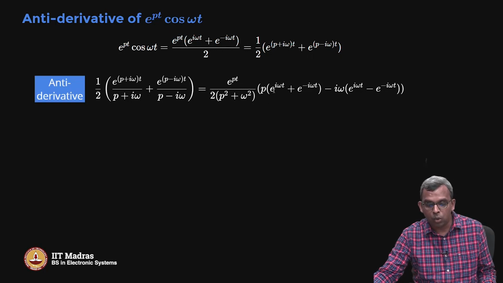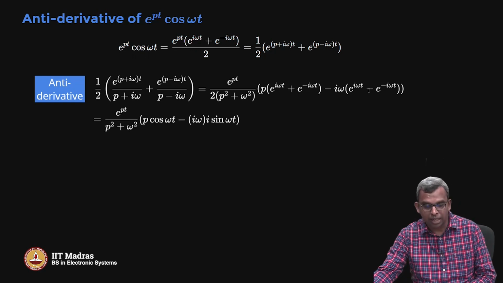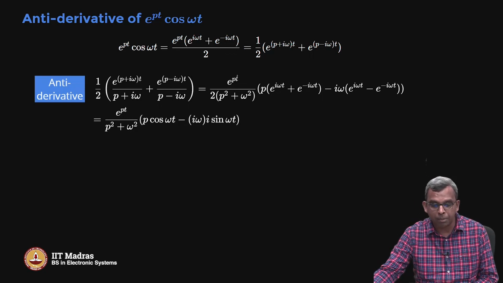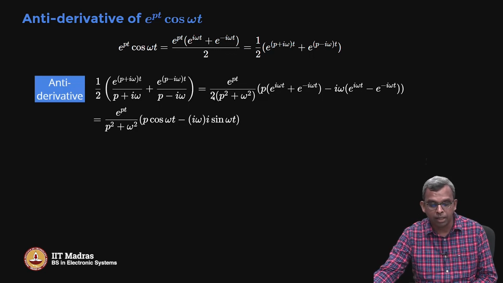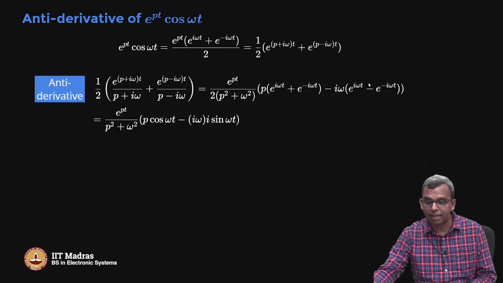Now again, identify e^(iωt) plus e^(minus iωt) is 2 cos ωt. e^(iωt) minus e^(minus iωt), I'll get sine, right? So I'm going to use that here. So this becomes e^(pt) by (p squared plus ω squared). This 2 will go in here. I'll get p times cos ωt, minus iω times, again the 2 comes here, and this I know is 2i sin ωt. 2 and 2 will cancel, I'll get i sin ωt. As simple as that.